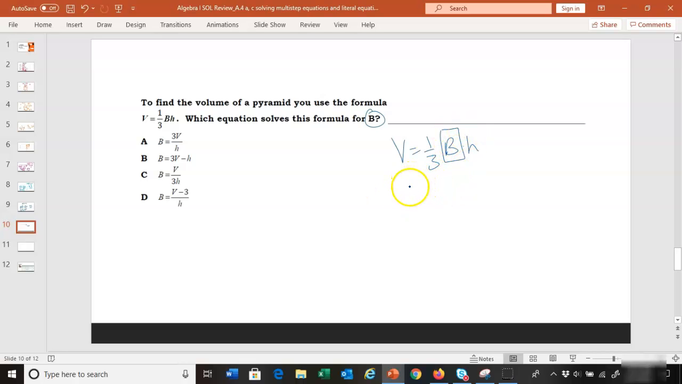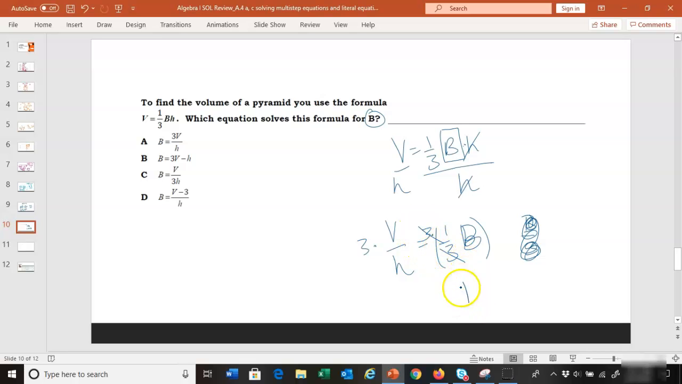It's kind of up to you if you want to start with the H or the 1/3. I'm seeing the H first. So it's times H, so we're going to divide both sides by H. Remember, the opposite of multiplication is division. Now to get rid of this 3, this is essentially dividing, right? We could rewrite this as b over 3. It's the same thing. So the inverse of division is multiplication. So let's multiply both sides by 3.